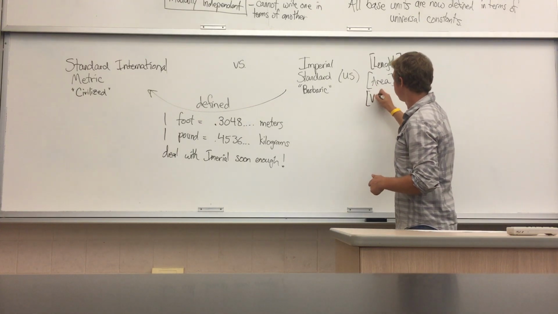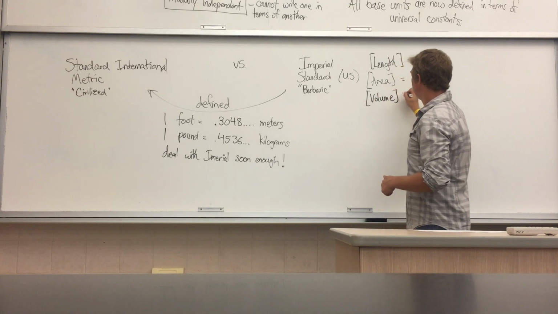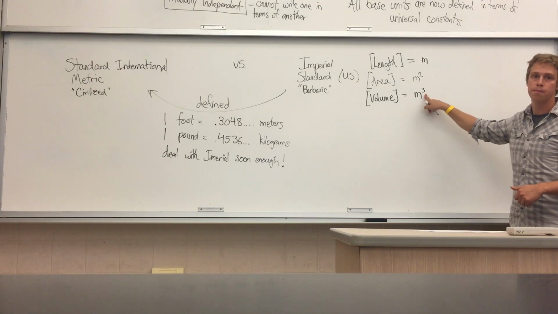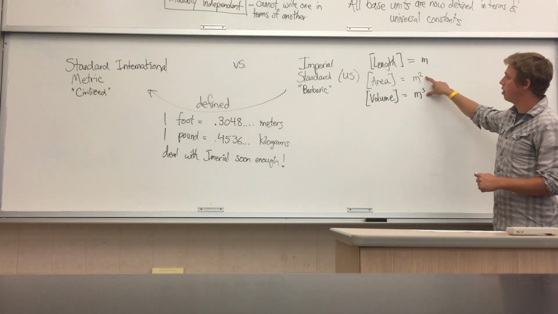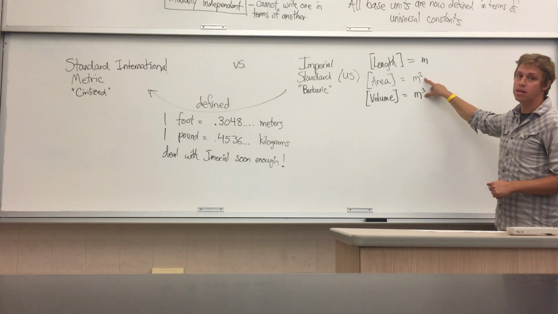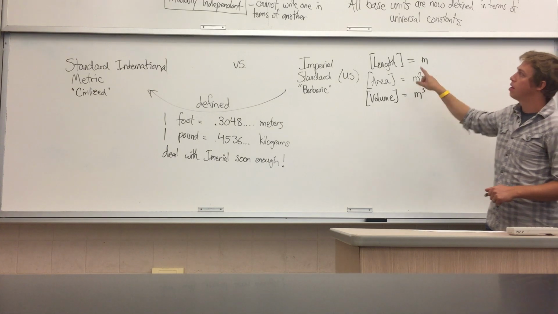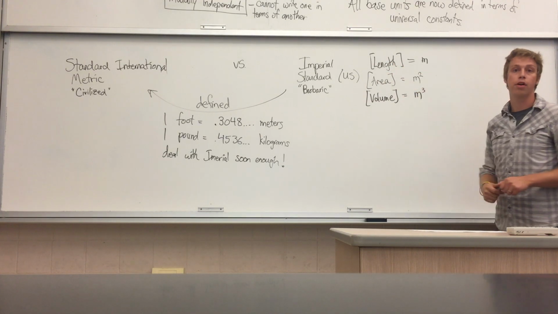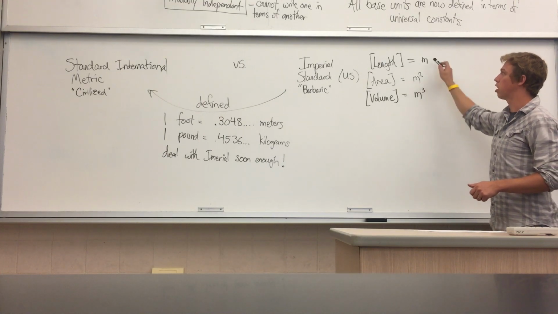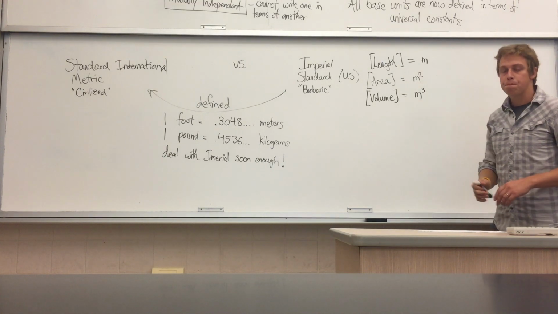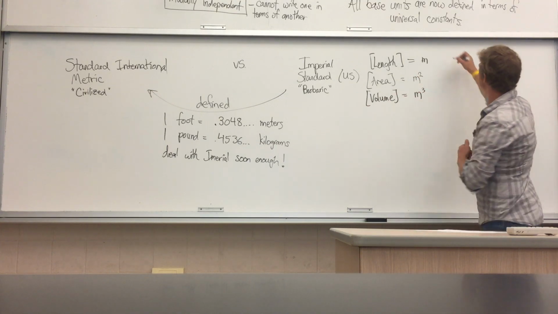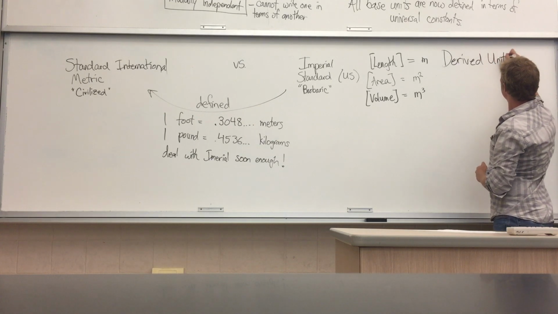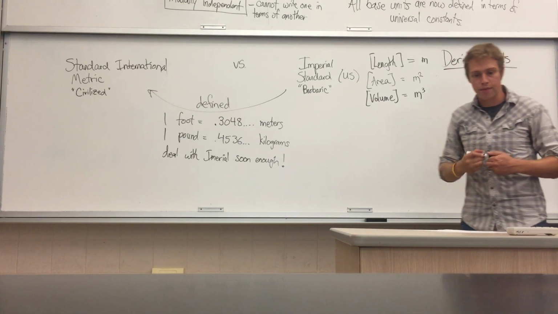And volume is the same, but we have 3 directions, so it's meters cubed. So notice how area and volume are not base units. That's because they're not mutually independent. They can be written in terms of another. Okay, I'm writing these 2 in terms of another. That's what makes them derived. Oh, I forgot to say we're talking about derived units. That's this subheading, derived units.